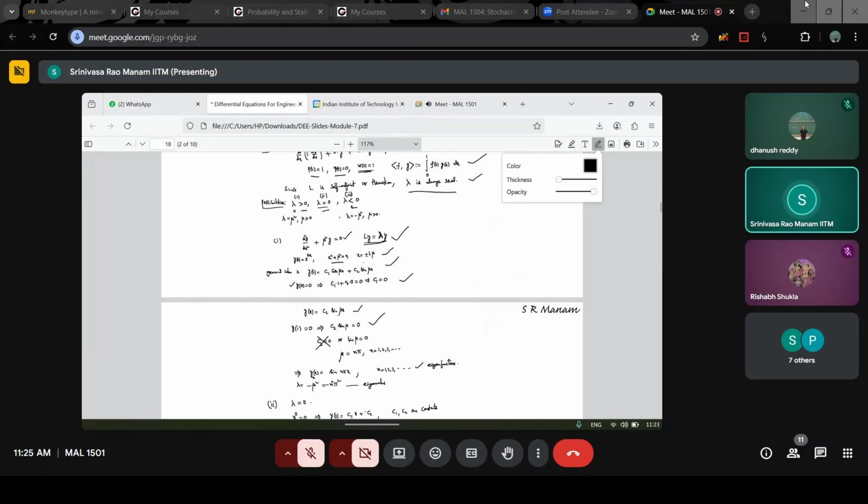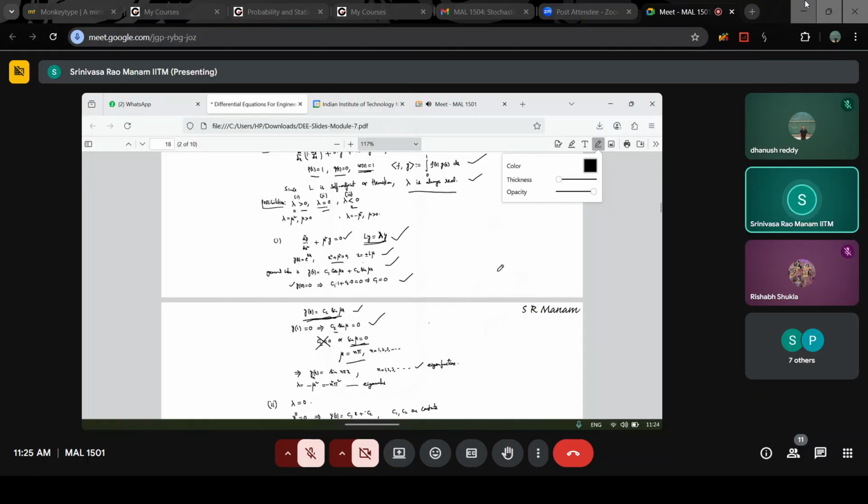So I'm just looking for certain lambda values, right? Those lambda values for which you are looking for non-zero solutions. Suppose c2 is 0. Sin mu can be 0 for certain mu values. That means for those mu values, c2 need not be 0. That means I'm having a non-zero solution for those values. So sin mu equal to 0 will give me mu equal to n pi.